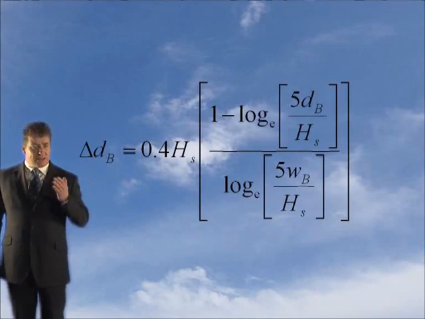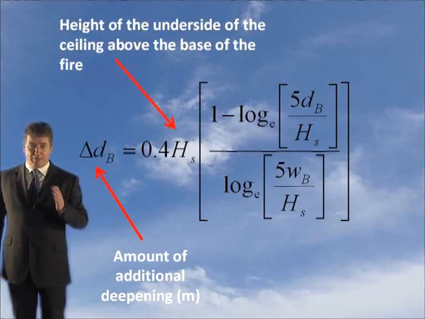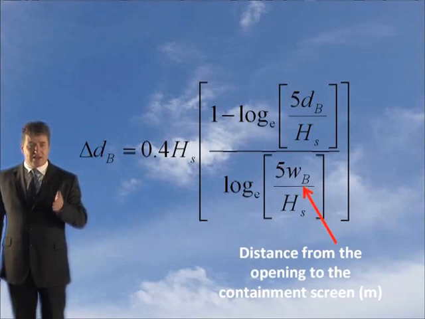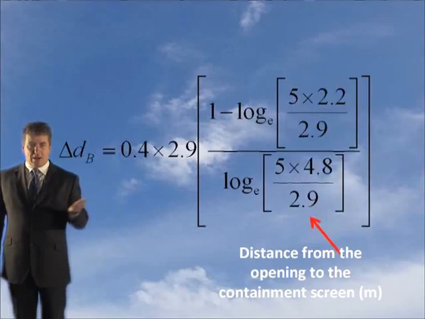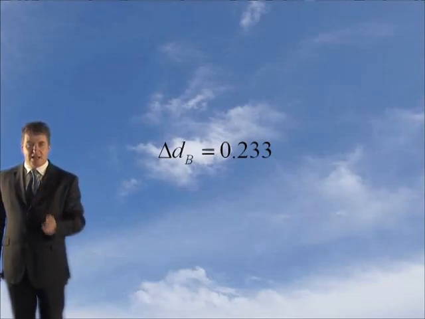Well, now we need to determine the additional deepening. As the smoke hits the forward screen, it might cause some additional deepening, so you do have to work out if there's any additional deepening and how deep it is. This is a formula to apply here, where delta dB is the amount of additional deepening. HS is the height of the underside of the ceiling above the base of the fire. Your dB is your depth of your smoke layer, and your WB is the distance from the opening to the containment screen. Now, when you put those in, you should have got a delta dB of 0.233 metres. That's the additional deepening. About 23 centimetres is going to be the additional deepening as the forward emphasis of that smoke hits the screen. So you've got to increase it.